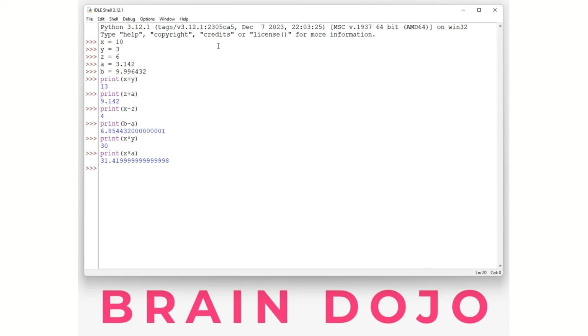Okay, the next one we're going to move on to is division. So again, the same way, and we use the slash sign for divide. So let's just say x divided by y. Now it's given you the result as a decimal even though x and y were both integers. That's because when you divide them, it does not come out to be a whole number, which is why it automatically changed the answer to a float.